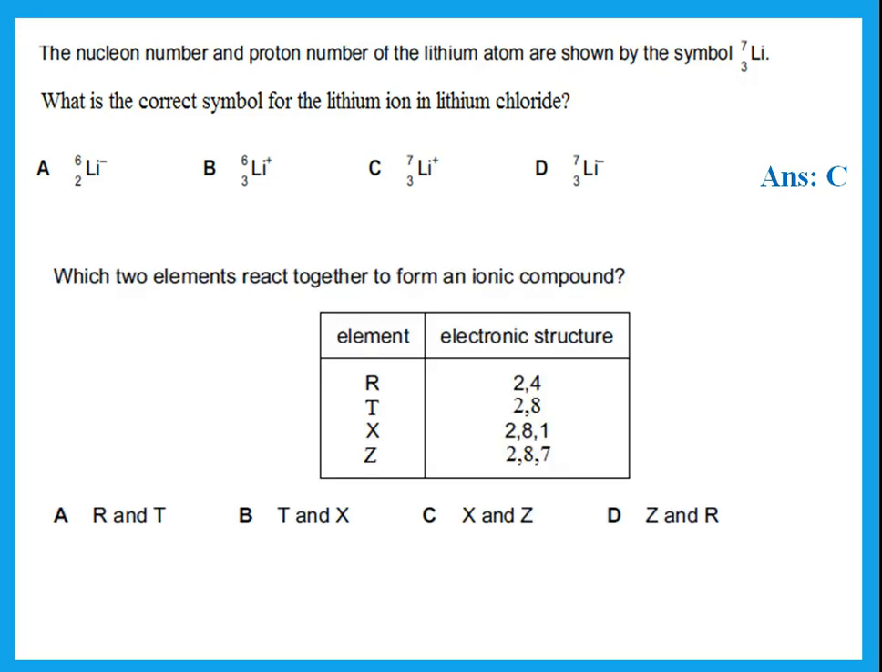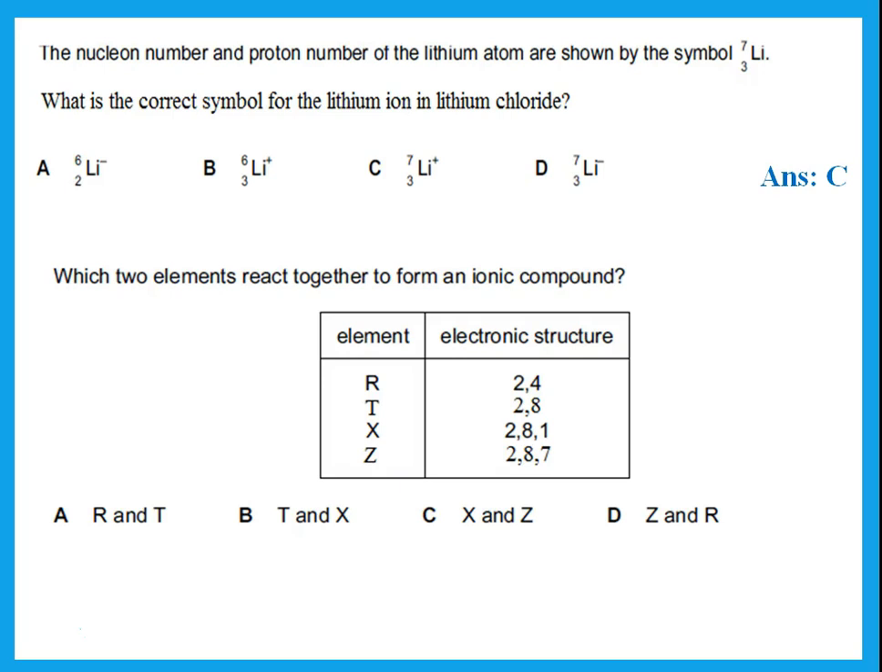Okay, next question. Which two elements react together to form an ionic compound? Remember, an ionic compound is between a metal and a non-metal. Now, a metal has how many electrons in its outermost shell? We said a metal is in group 1, 2, or 3. So it has 1, 2, or 3 electrons in its outermost shell. So the metal, the element in front of us here, would be X. It has 1 electron in the outermost shell. Now, I want X to react with something that is a non-metal. So the non-metal is something that has 4, 5, 6, 7, or 8 electrons. These are non-metals.